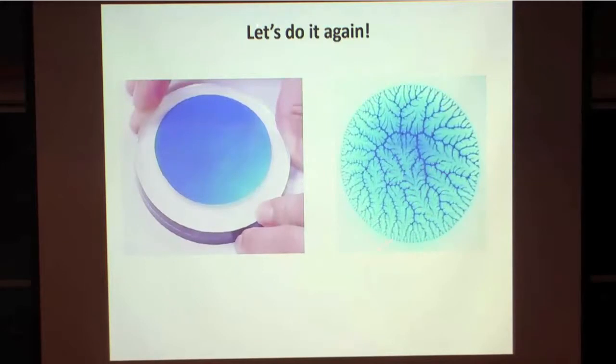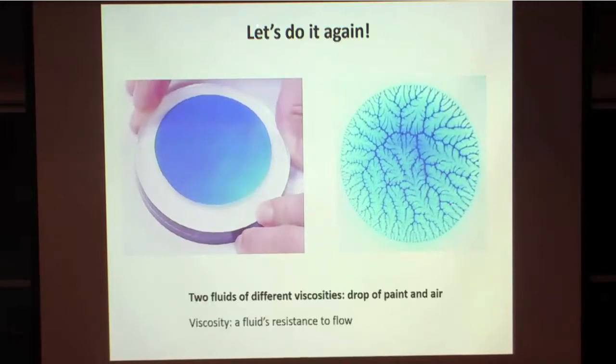And so what you had in these experiments is two fluids. You have your drop of liquid, or your drop of fabric paint, and you have the air. These two fluids have very different viscosities. But the viscosity is essentially a measure of how easily a fluid flows. So your drop of dye has a much higher viscosity than the air.